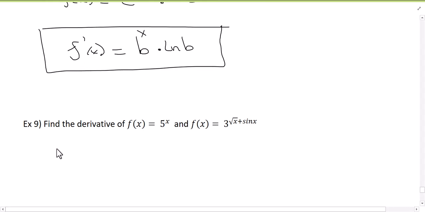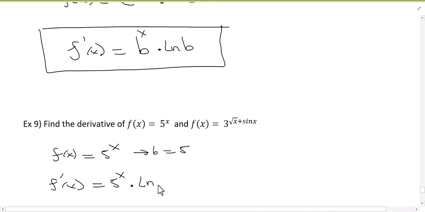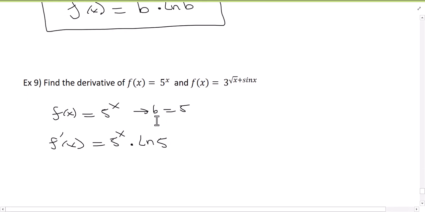So for this one, for f of x equals 5 to the x, what is f prime of x? According to our formula here, the derivative of b to the x, we get the exponential back, so it will be 5 to the x times the natural log of the base, natural log of b. What's b here? b is 5, so times the natural log of 5, and this is my derivative.